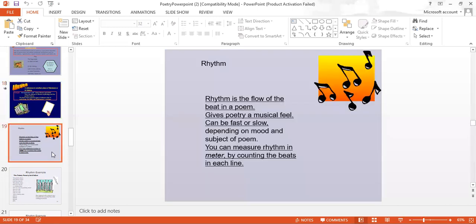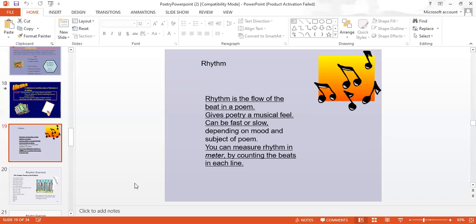And moving on to rhythm, right? I'm sure we've been talking about rhythm, rhythm, rhythm, and you're wondering what is rhythm. So now I want to talk about rhythm. Rhythm is the flow of the beat in a poem. It gives poetry a musical feel, and can be fast or slow, depending on the mood and subject of the poem. You can measure rhythm in meter by counting the beats in each line.